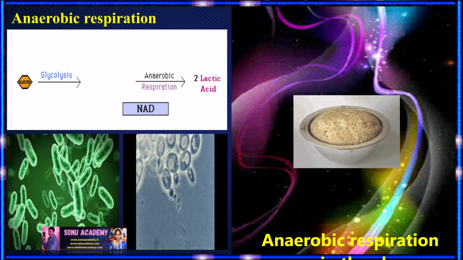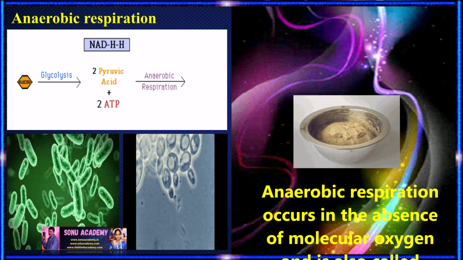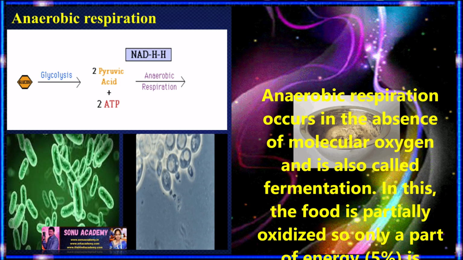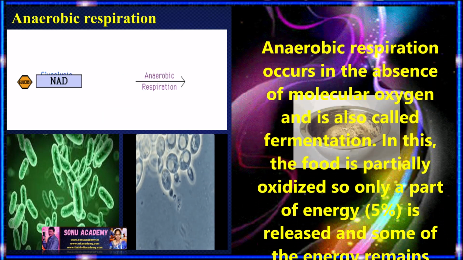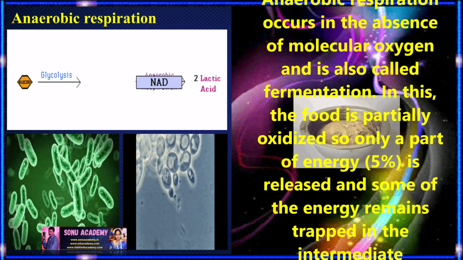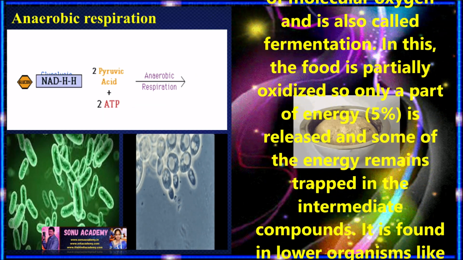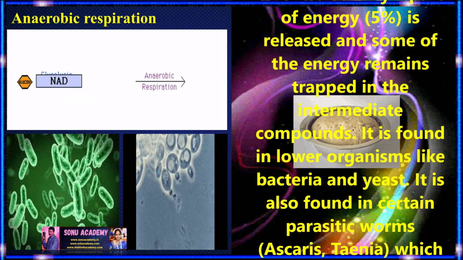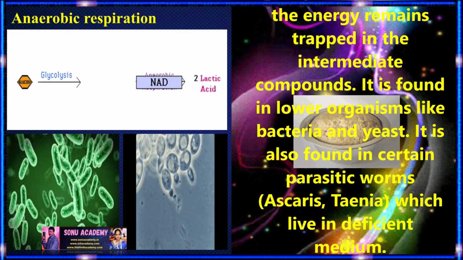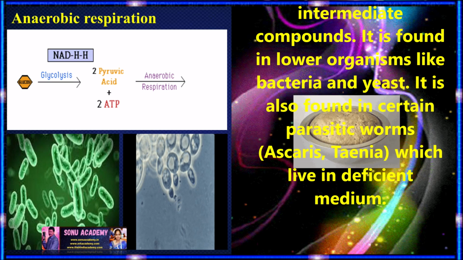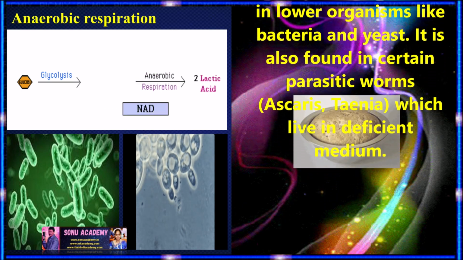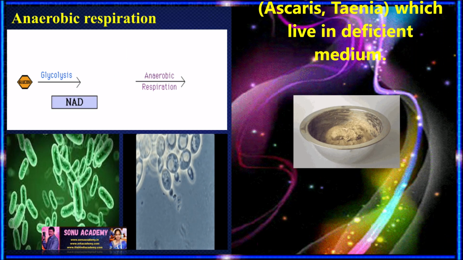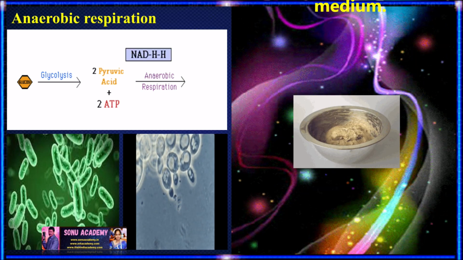Children, now let us discuss anaerobic respiration. Anaerobic respiration occurs in the absence of molecular oxygen and it is also called fermentation. In this method, the food is partially oxidized, so only a part of the energy, about 5%, is released and some of the energy remains trapped in the intermediate compounds. It is found in lower organisms like bacteria and yeast. It is also found in certain parasitic worms, Ascaris, Taenia, which live in oxygen deficient medium.